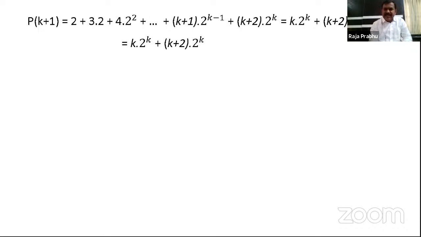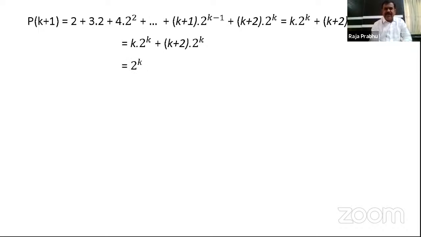Okay, what is the right hand side part? k into 2 to the power of k plus k plus 2 into 2 to the power of k. Okay, children, you identify what to do now. Yes, it is very clear. There are two terms. Among those two terms, one term 2 power k is common. So taking the 2 power k as common.